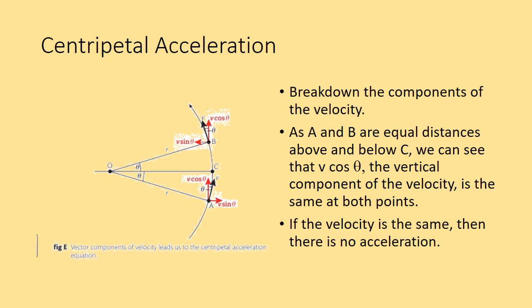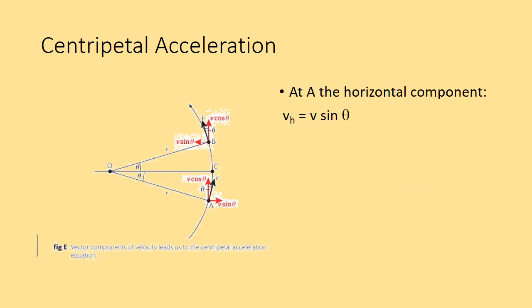Okay. But what about the horizontal? If you look at that diagram, you still have v sine theta on both of those. Theta is still the same, v is the same. But now, if you just look at the directions, they're completely different. So at A, the horizontal component is v sine theta. At B, the horizontal component is minus v sine theta because it's going in the opposite direction. Remember, these are vector quantities. So if it's going in the opposite direction, it must be negative.